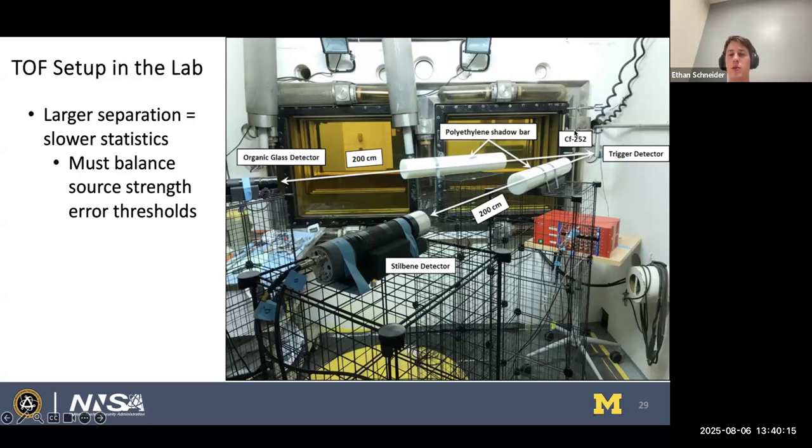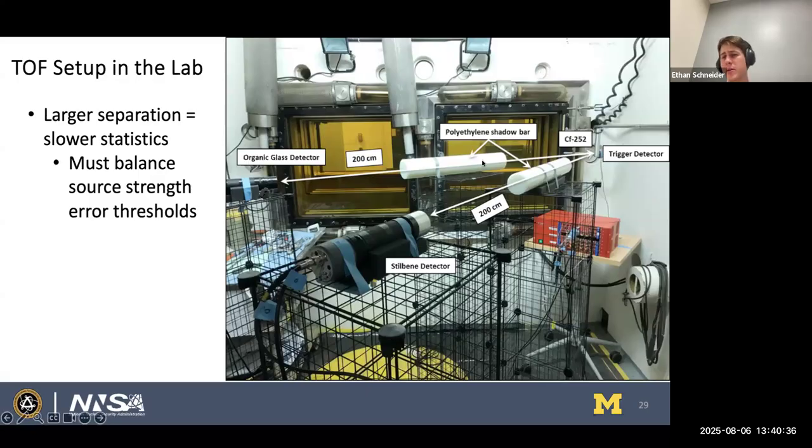So as a user doing these kinds of measurements, you must balance your source strength, your error thresholds, and how long you have to work with, because it's inconvenient to have a neutron source in your lab for 3 months at a time. So you have to be considerate about these timings.